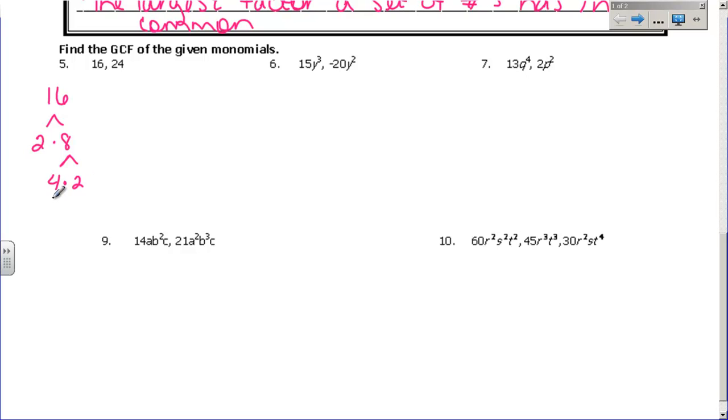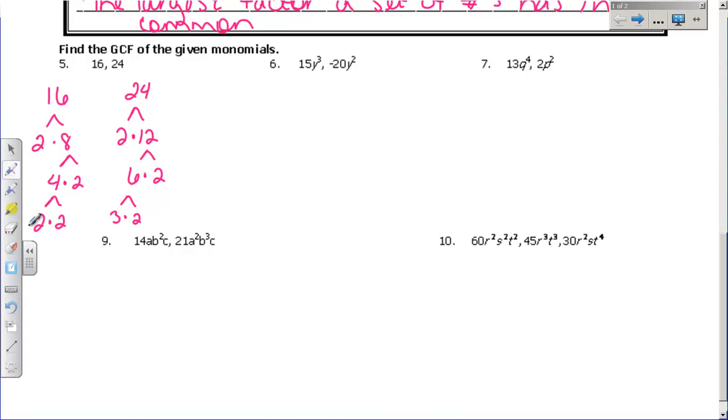Again, 2 is prime, but 4 can be factored into 2 times 2. I've gotten all my prime ones down. I can't factor anymore. So now let's do 24, same way. Factors of 24, 2 times 12. 2 is prime, but I can still factor 12 into 6 times 2, and I can still factor 6 into 3 times 2.